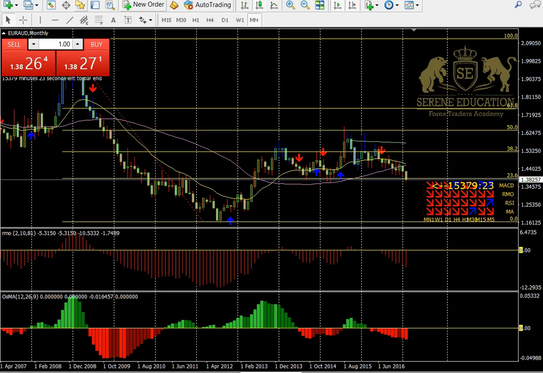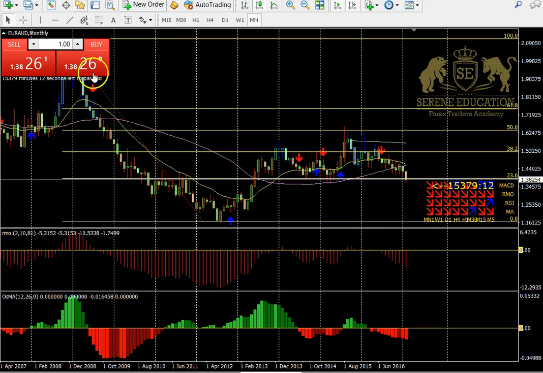Today is the 20th of February, and taking a look at the Euro Australian dollar on a monthly time frame using Serene Education's FX Ultimate 4 strategy. Here we can see by our matrix box it is primarily red, and price is trading below the 200-day moving average on all time frames except for the 30 minutes.